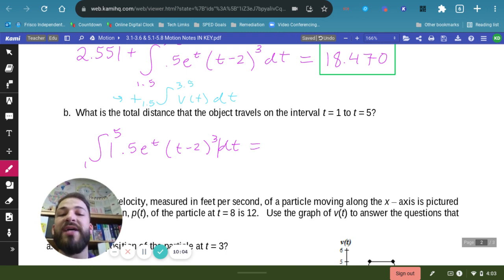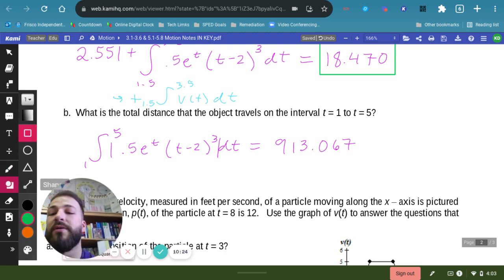And then once again, we would type this in our calculator. So pause me now if you want to get some practice typing in your calculator. And then once you type it in, you should get 913.067. Once again, it's 0670, so rounding off to that 3 decimal places, and then we are all good to go.